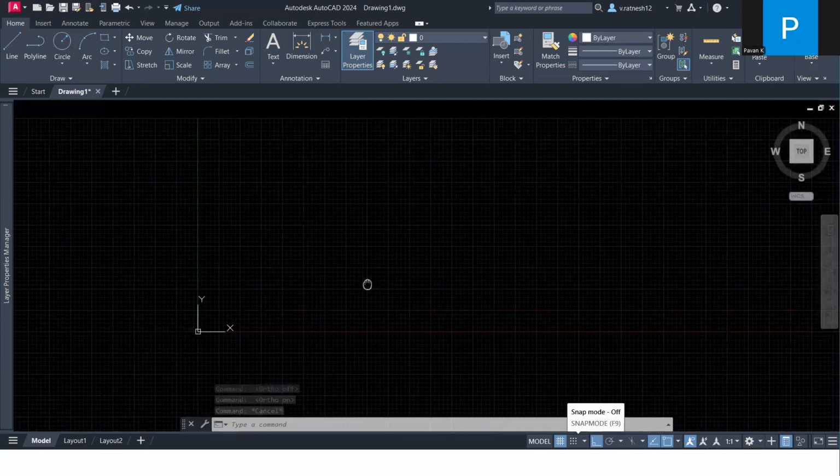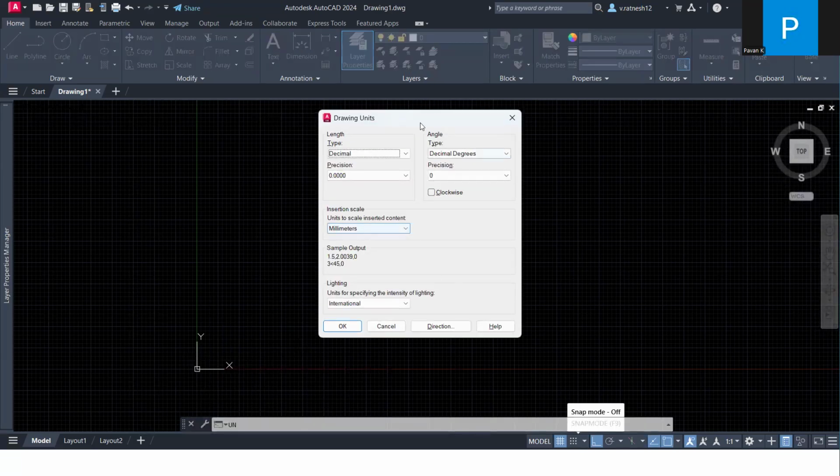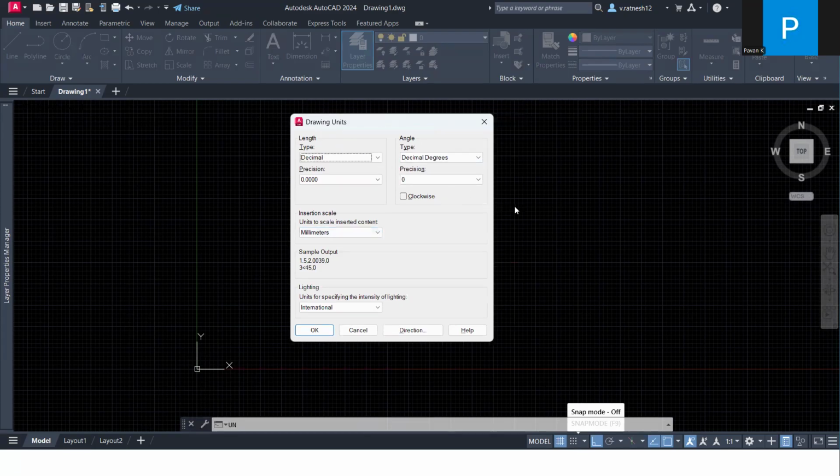Before I forget one thing: before starting design drafting, you have to set the units, like in which units you are going to work, like inch, feet, whatever the project requires. So for that you have a command, UN, enter. One tab will open. You have to set your units.